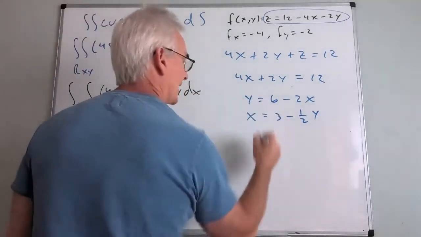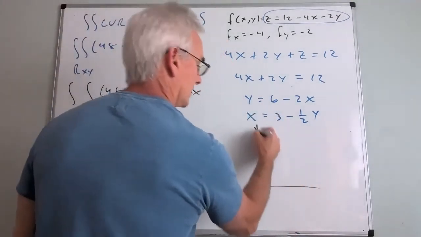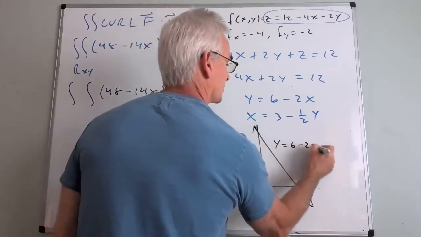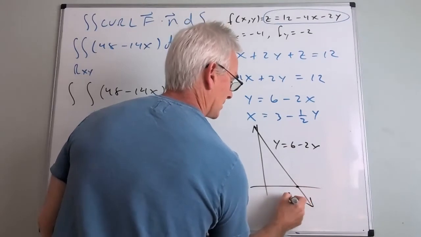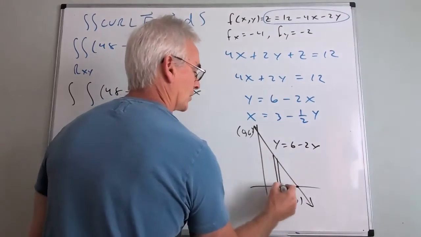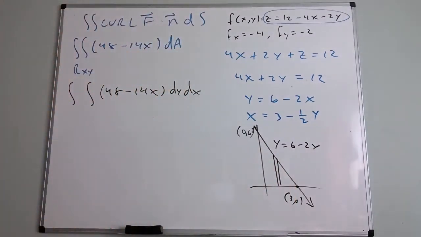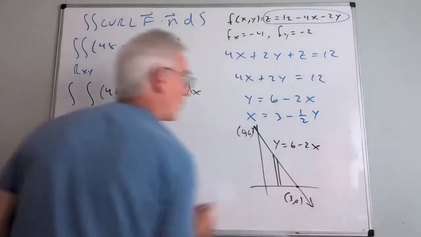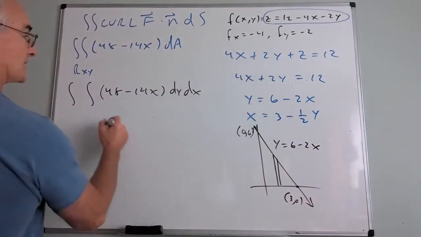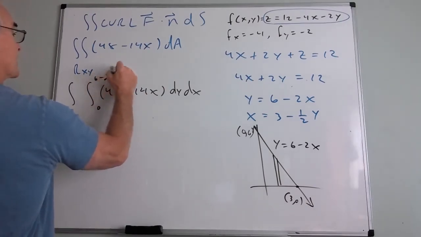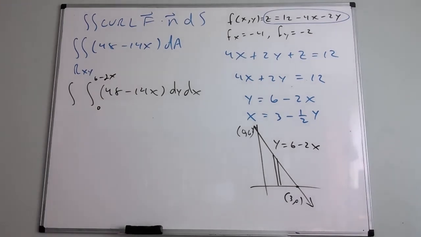So what does this look like? Well, this looks like a triangle. That's y equals 6 minus 2x. So that would be 3 comma 0. That would be 0 comma 6. But we said we're going to go this way. So the range of values of y is y equals 0 to y equals 6 minus 2x. And then x is going to go from 0 to 3.